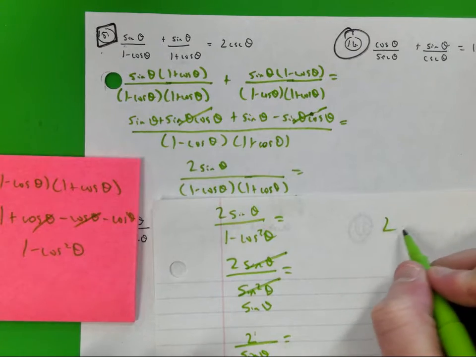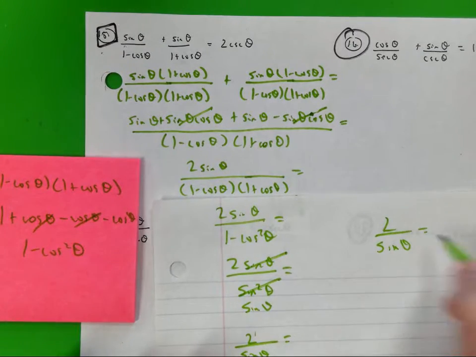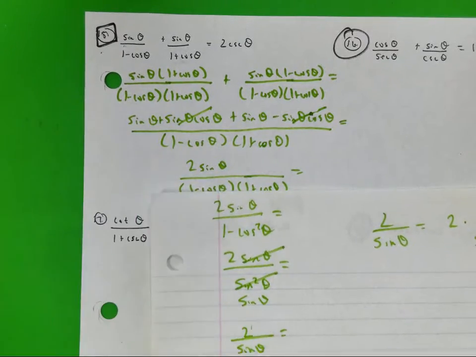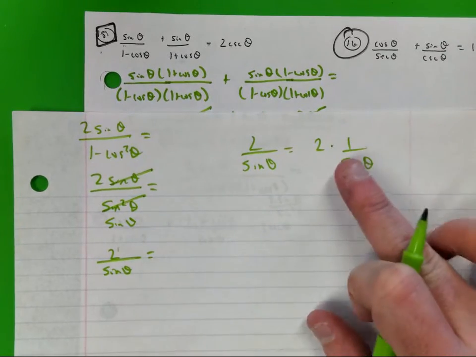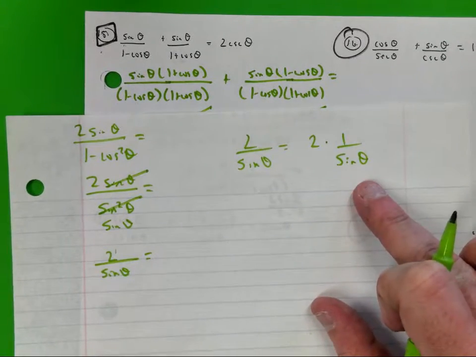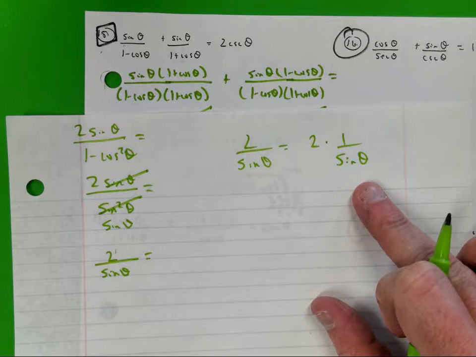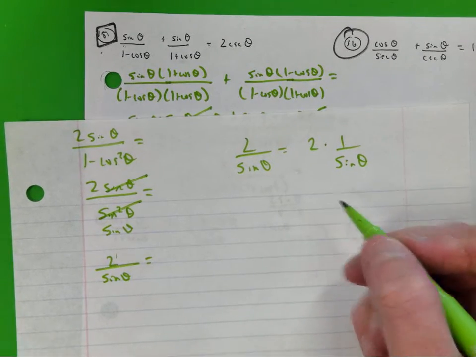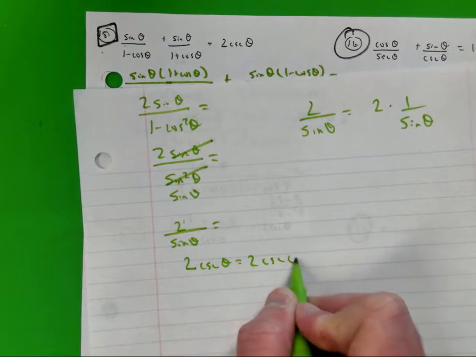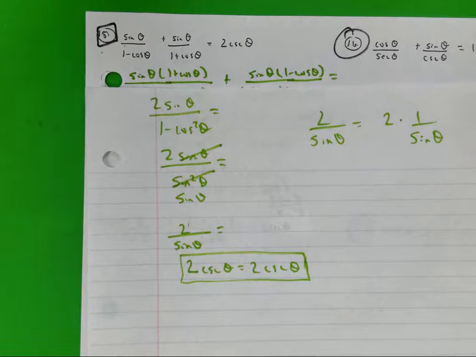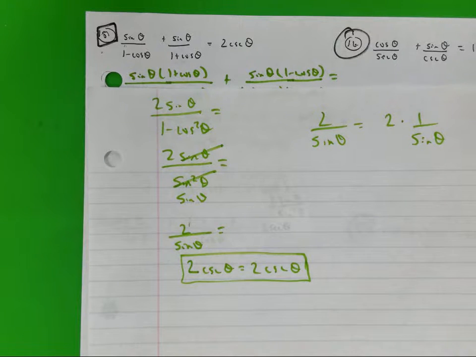Okay, I want you to understand. Now, you don't have to show me this. I just want you to understand why. Isn't 2 over sine the same thing as 2 times 1 over sine theta? Y'all understand that? If I had 2 over sine theta, that's the same thing as 2 times 1 over sine. Isn't 1 over sine a reciprocal? So I could rewrite that as 2 cosecant theta. And that is what I wanted. Does that make sense? Stop me if it doesn't, okay?